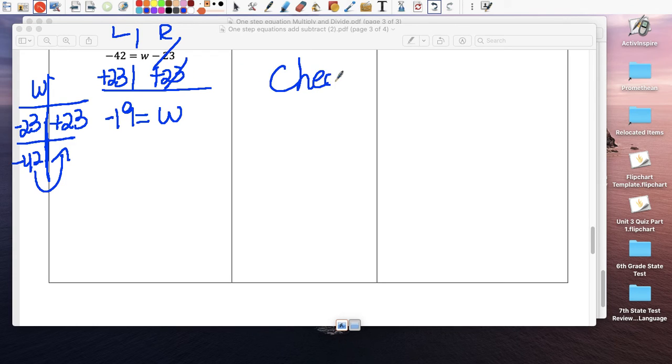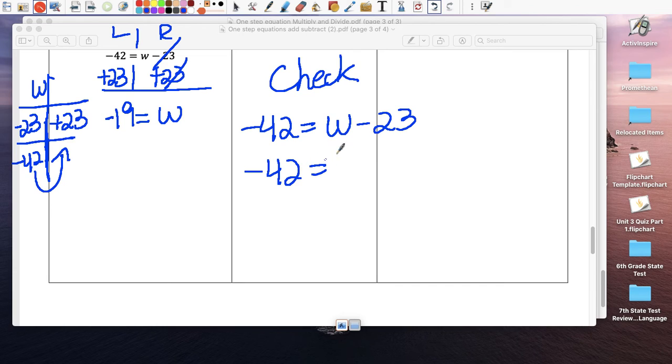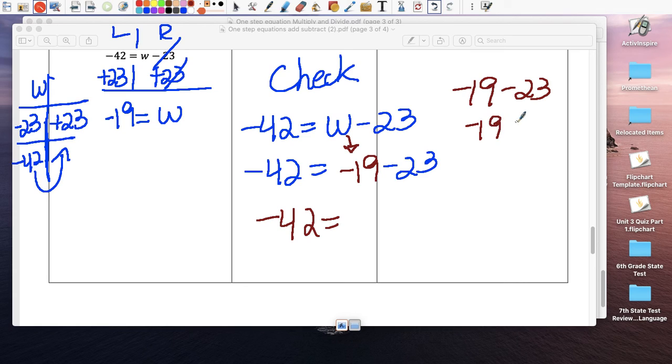Let's do a check. Negative 42 equals W minus 23. Negative 42 equals, and again, we have to change the W to negative 19. Negative 19 minus 23. If you subtract, so negative 19 plus negative 23. Are they friends? Yes, they are. So negative 19 plus negative 23 is negative 42.